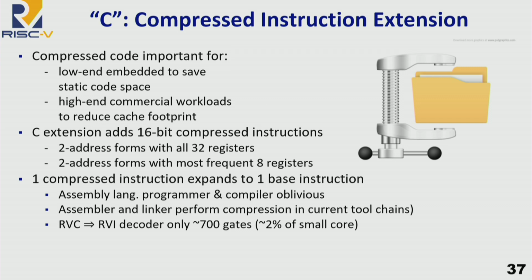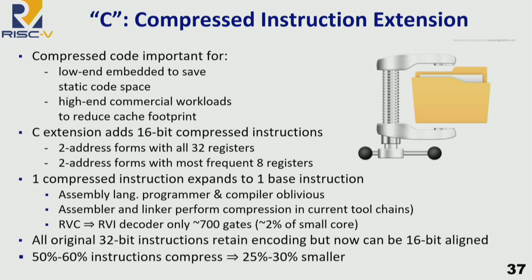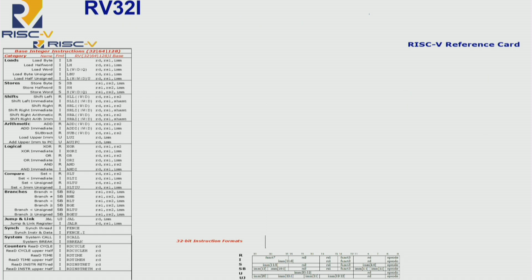And this has been very useful because, in fact, the compiler doesn't even need to know about compressed. In the current toolchain, all the compression is actually done in the assembler and the linker. When you're building an implementation, the decompressor is only several hundred gates to build. So it's actually very, very simple hardware. And in practice, we see about 25 to 30% code size savings by using the compressed instructions. So that's a quick tour of the ISA.